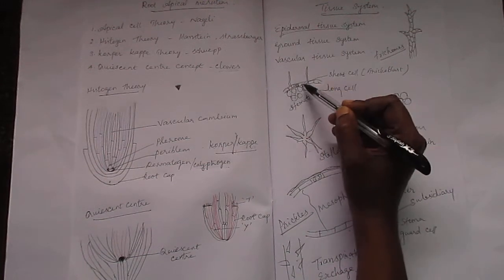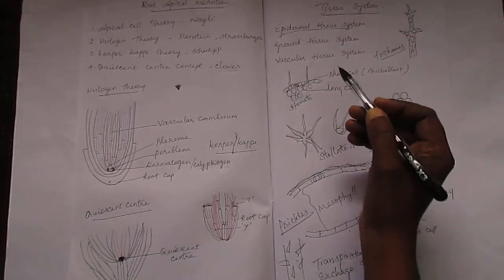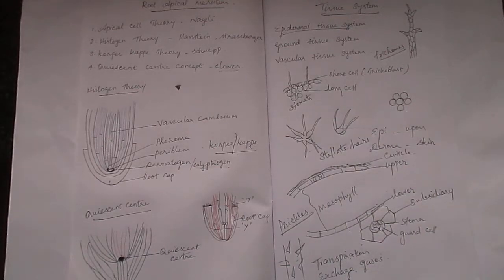Epidermal tissue system is the outermost layer. The outermost layer of the tissue system is the epidermis. It is in direct contact with the external environment. It consists of epidermis, which is derived from protoderm. Protoderm gives rise to this epidermal layer.